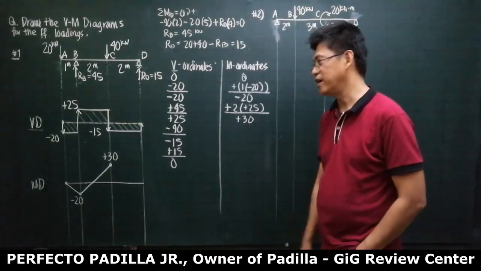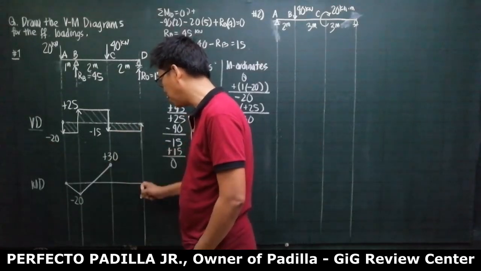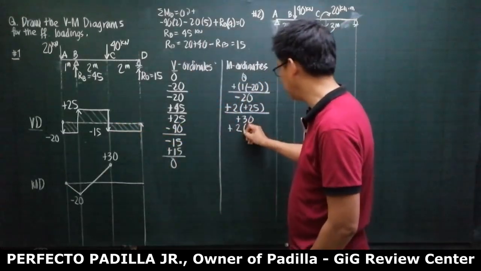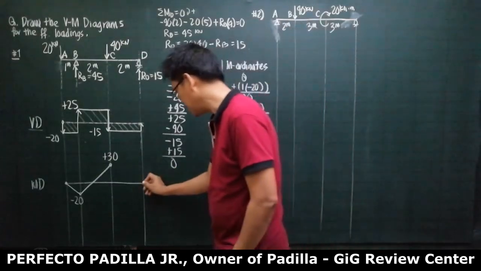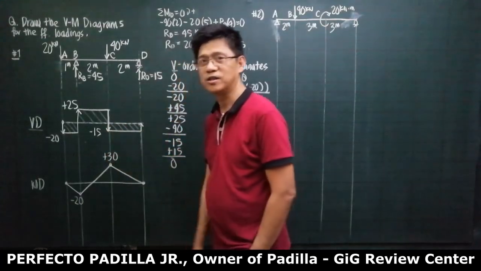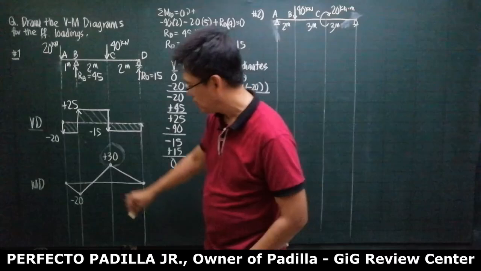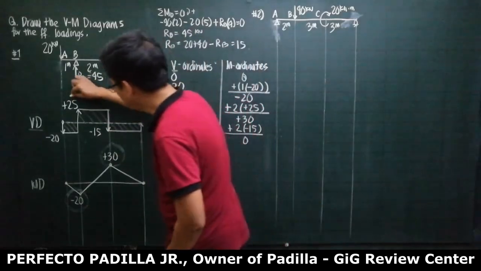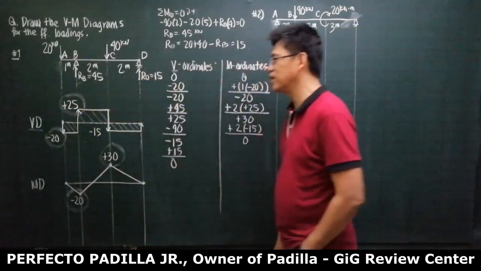You follow? Okay. So in here, we have 30 plus the area of this is the moment here. So plus 2 times negative 15. This is negative 30 plus 30, back to 0. This is 0 degree, so from here to here must be first degree or straight line. You follow? So the maximum moment, positive moment is 30. The maximum negative moment is minus 20. The maximum positive shear is 25. The maximum negative shear is minus 20.